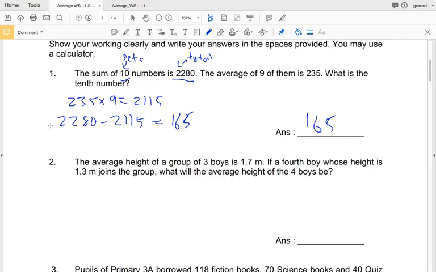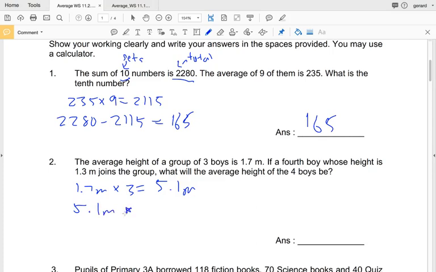Now they didn't tell you the height individually of the first 3 boys. However, you don't need that. You just need to find a total. After that, you add in the 4th boy, you divide by 4, and you get the average of all 4 boys. So first step, 1.7 meters times 3 will give you, I think it's 5.1 meters.